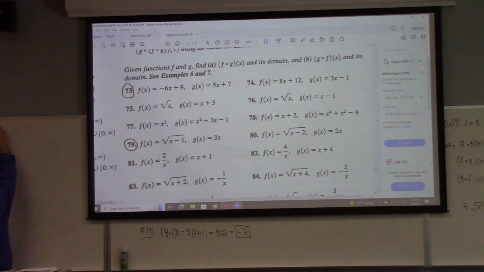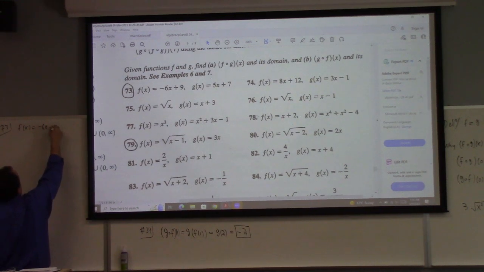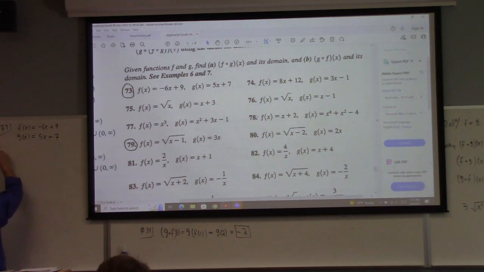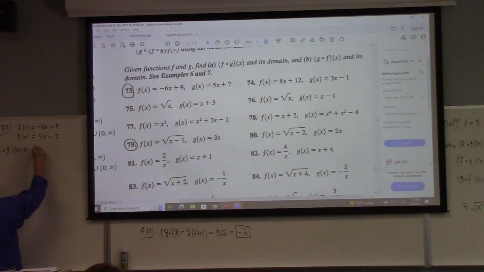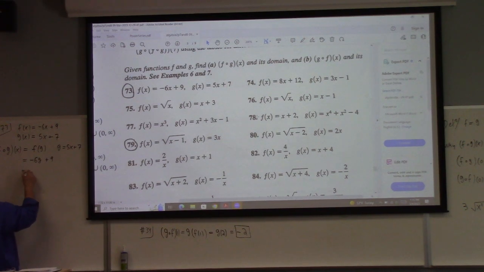So we've got f of x equal to -6x plus 9. G of x is equal to 5x plus 7. Let's look at the composite of f and g, f of g of x. So I can think of that as f of g, where g is equal to 5x plus 7, right? And so that's minus 6g plus 9, which is minus 6 times 5x plus 7, plus 9.